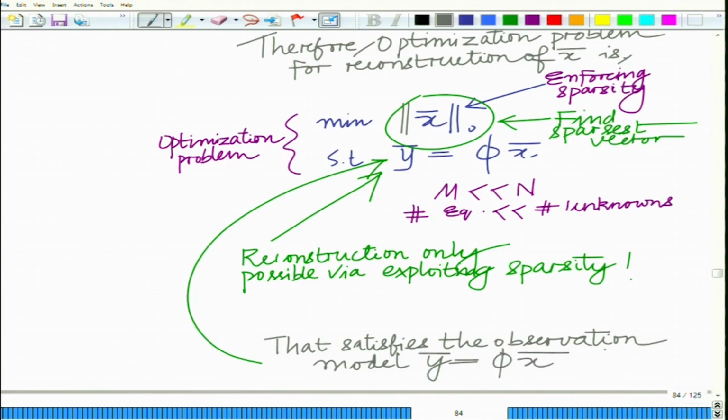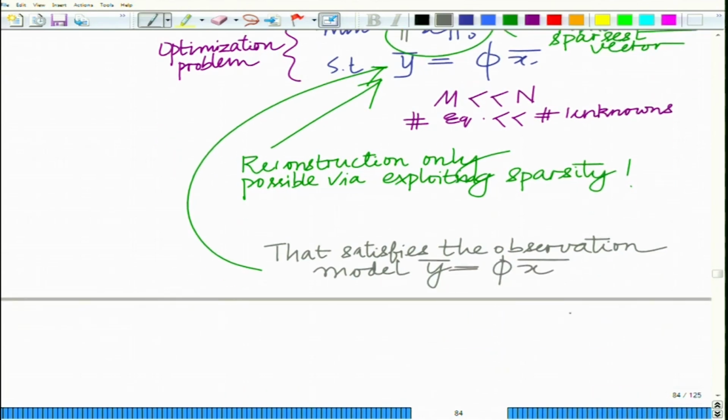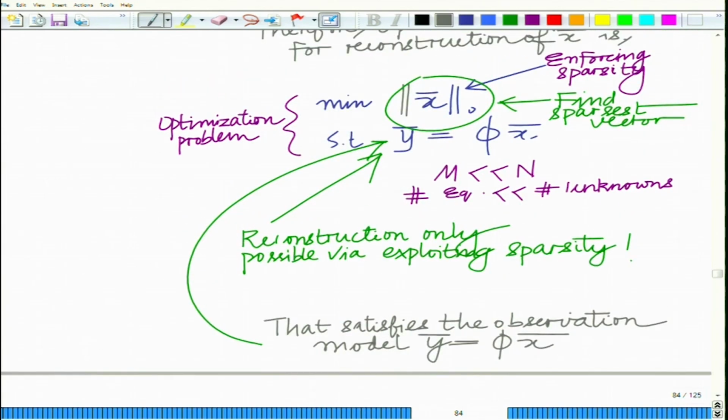That satisfies the observation model y bar equals Φ x bar. So, if you are trying to find the sparsest vector, we have now written an optimization problem similar to several optimization problems that we have seen before. You might think that you can solve it in a similar fashion.